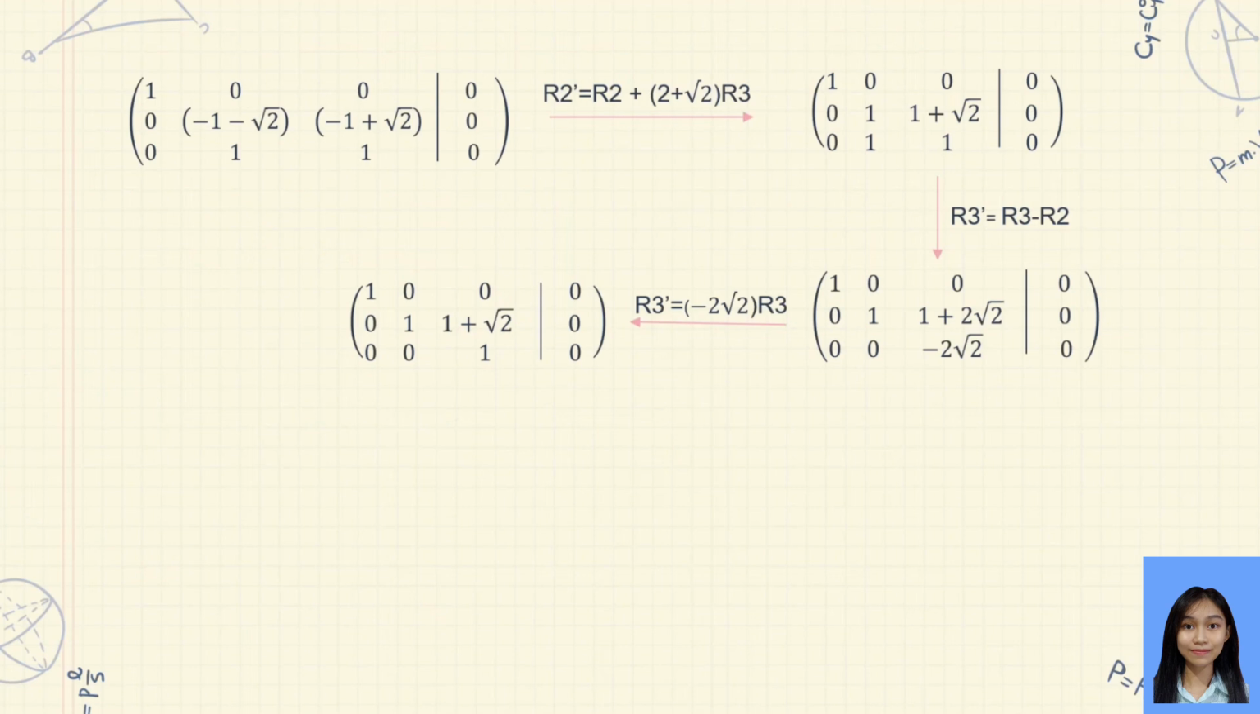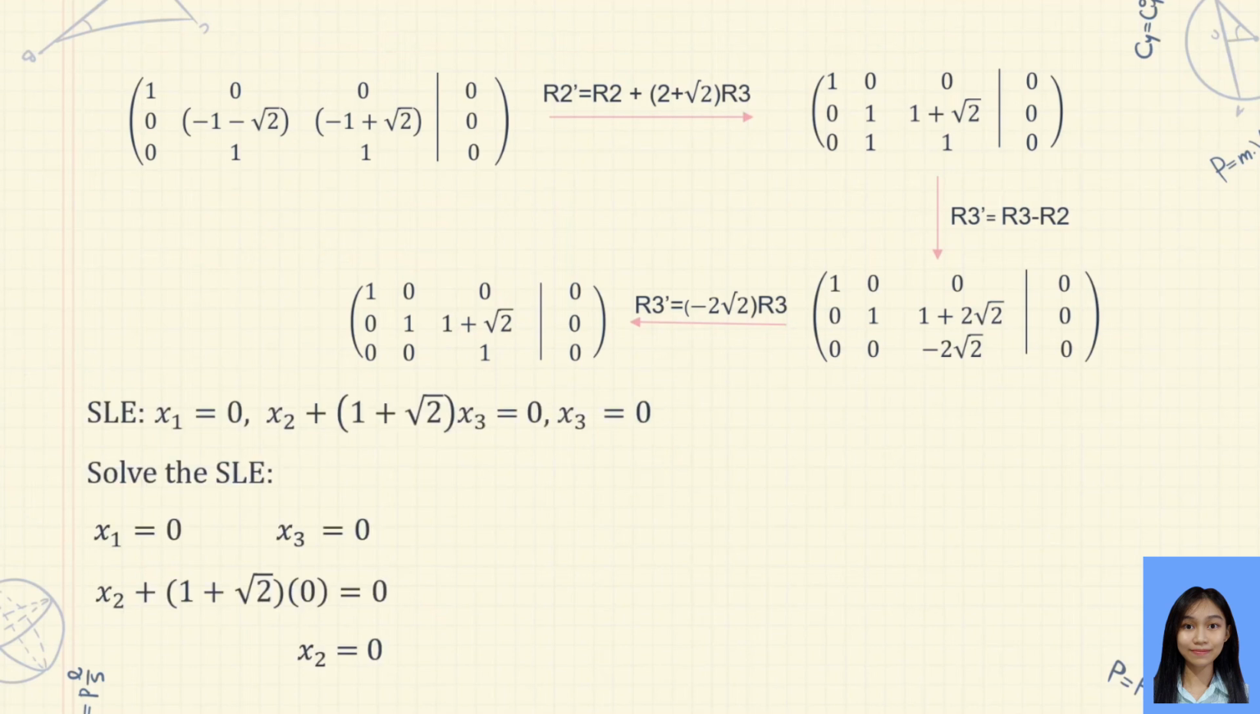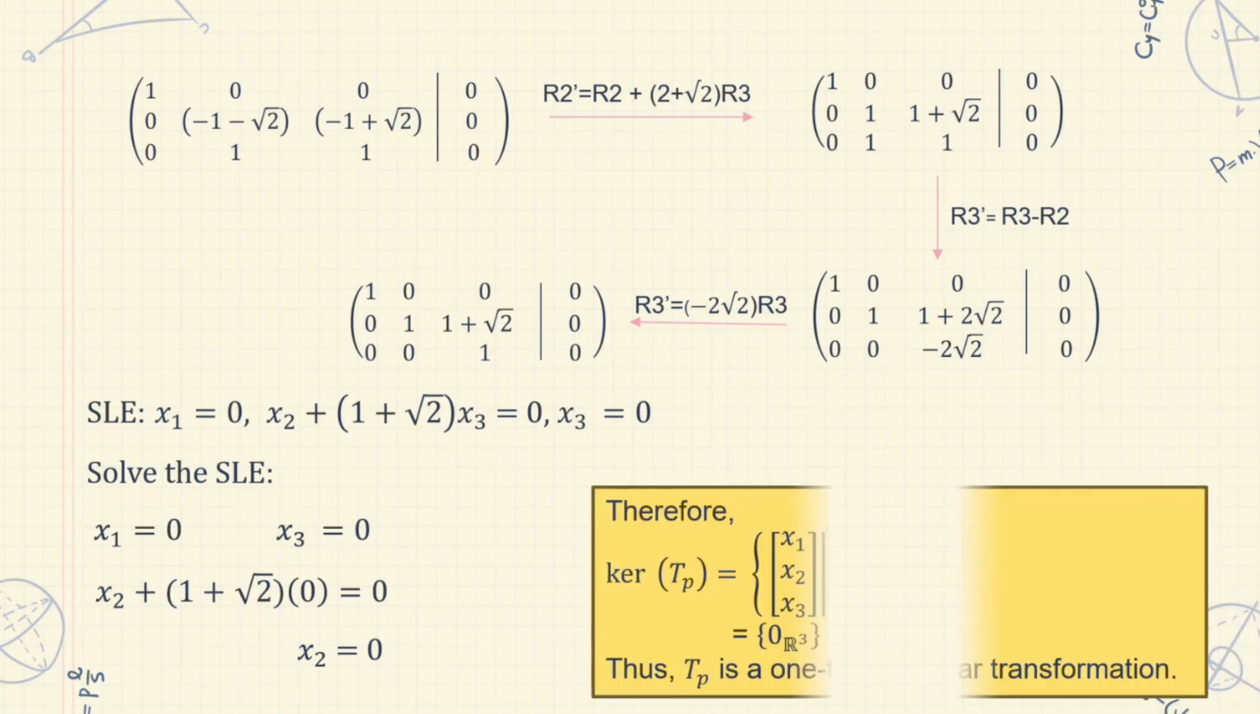By using Gaussian elimination, we can get that the system of linear equations is x1 equals 0, x2 plus (1 + √2)x3 equals 0, x3 equals 0. By solving the system of linear equations, we can get that x1, x2, and x3 also equal 0. Therefore, the kernel of T_P is the zero vector of Euclidean space. Thus, we can conclude that T_P is a one-to-one linear transformation.